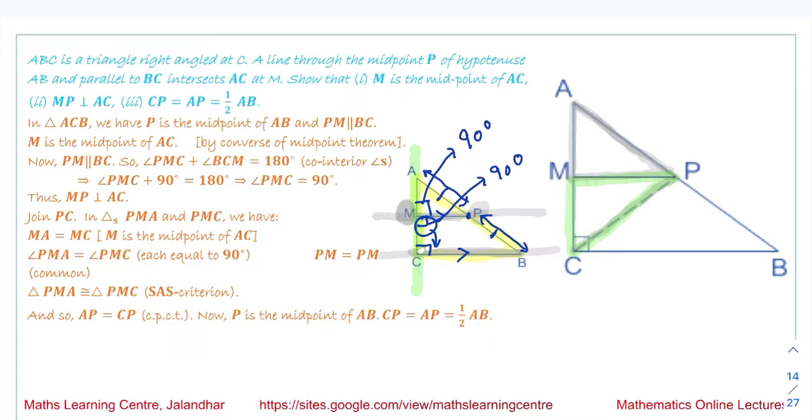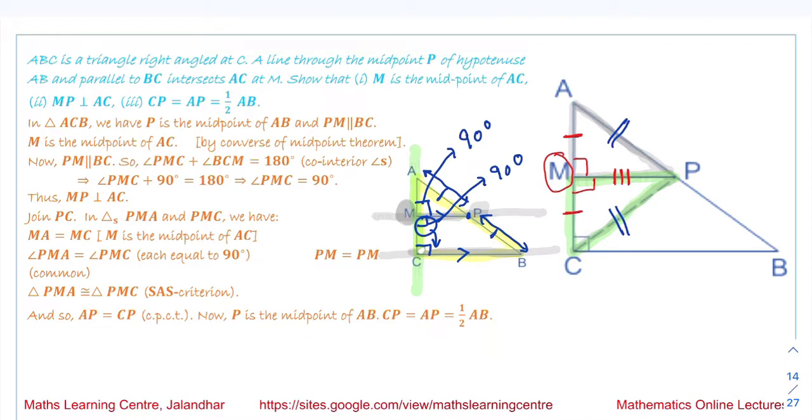In these two triangles, this angle is 90 degrees. This side is common over here. M is the midpoint. It is given to us. It means AM and MC, this M is the midpoint. This we have proved in our first part. So AM and MC are equal. It means these two triangles are congruent to each other. If these two triangles are congruent, it means this AP length is equal to PC length.